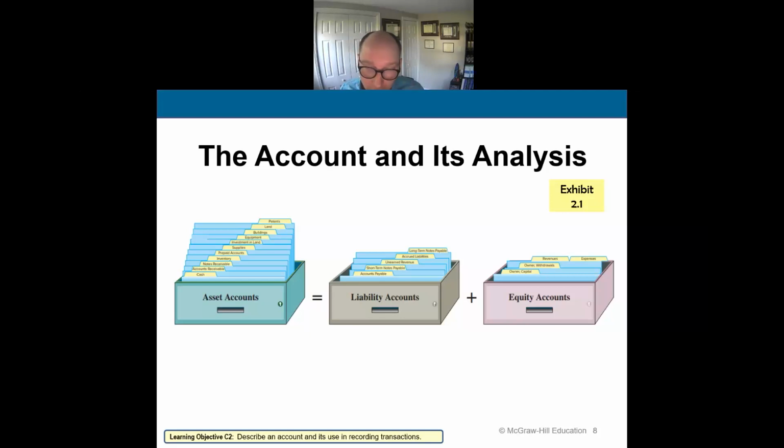And then the long-term notes payable is the long-term portion of the debt. So earlier I gave the example of a 5-year loan that the company took out. It would be that last 4 years of the loan. That's the long-term portion.